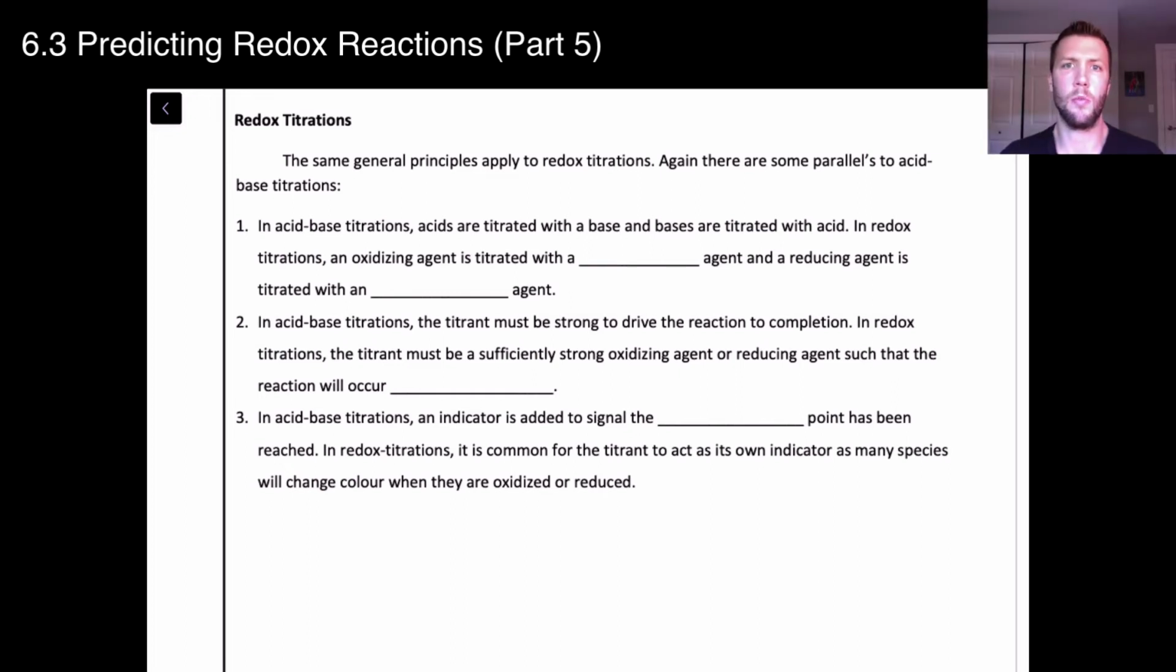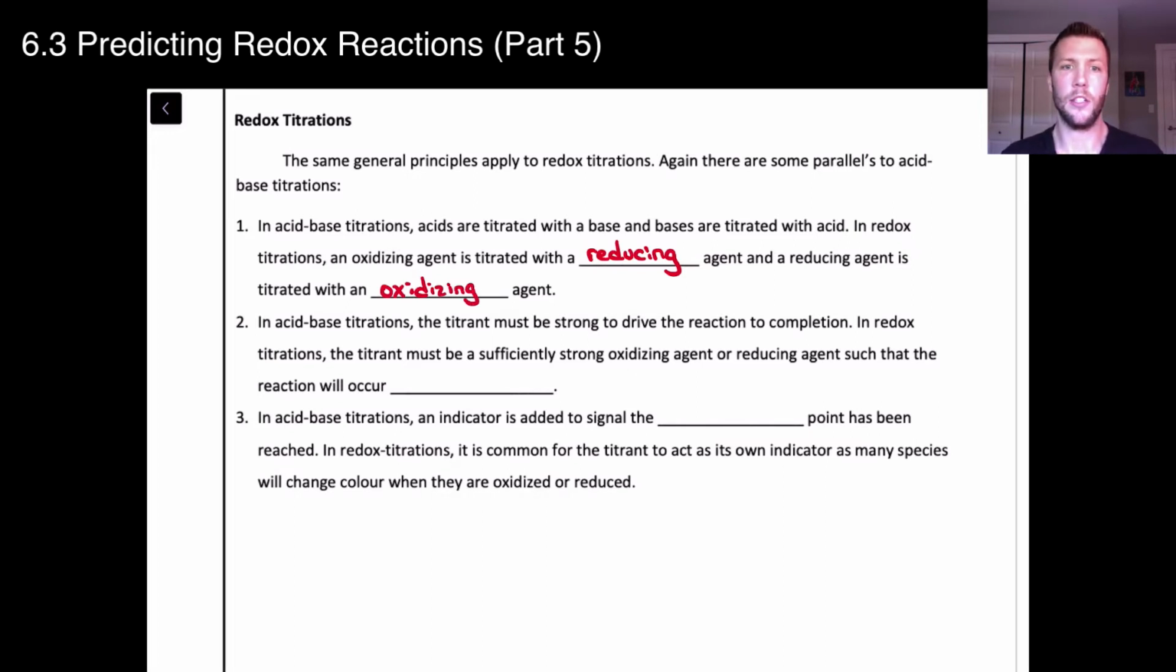The same general principles that we learned with acid-base titrations also apply to redox titrations, and you'll see there's many parallels here as well. In acid-base titrations, acids are titrated with a base, and bases are titrated with an acid. In redox titrations, an oxidizing agent is titrated with a reducing agent, and a reducing agent is titrated with an oxidizing agent. Hopefully that makes sense.